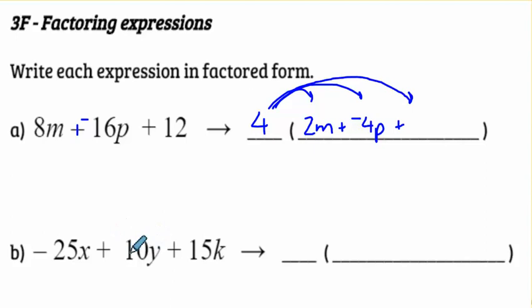For the second one here, I'm going to look for the greatest common factor that will factor out of all of these, and it will be 5. And I think that's what most people put. Some of you put -5, and that's totally fine. I'm just going to go with the majority.